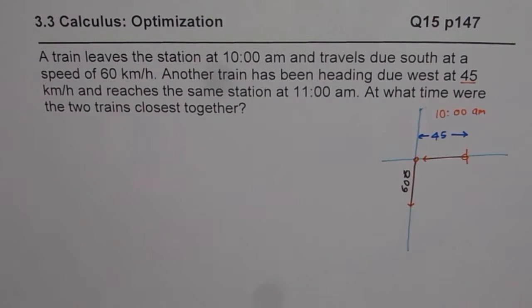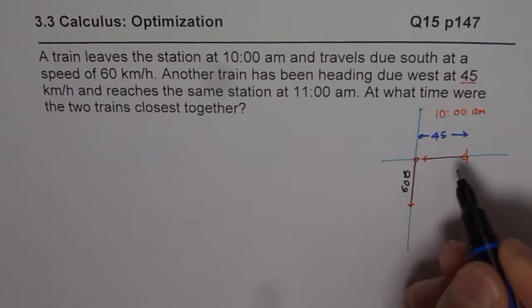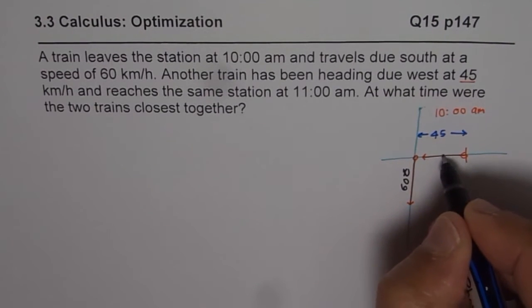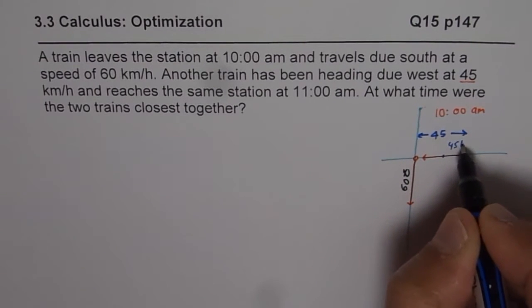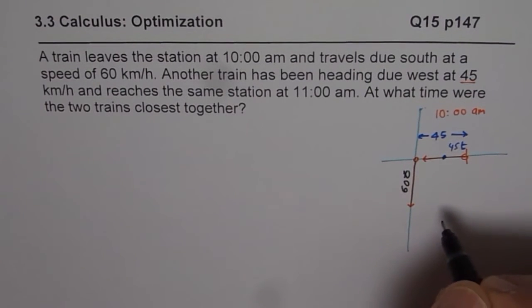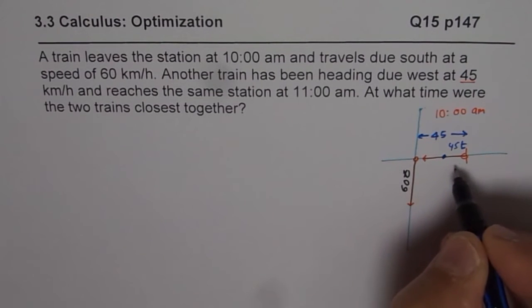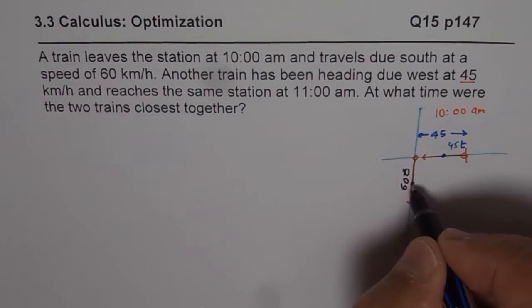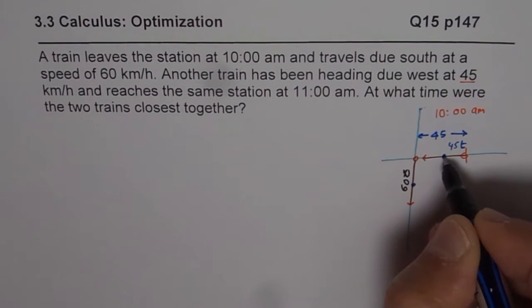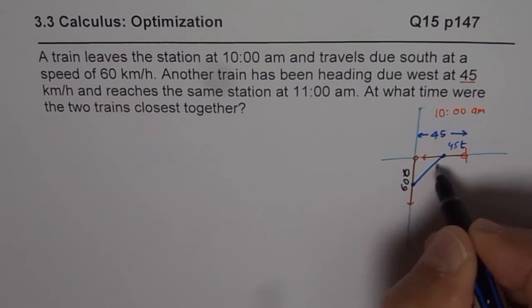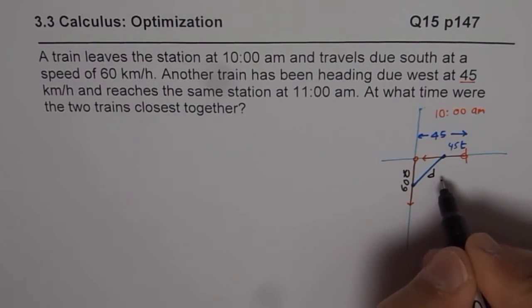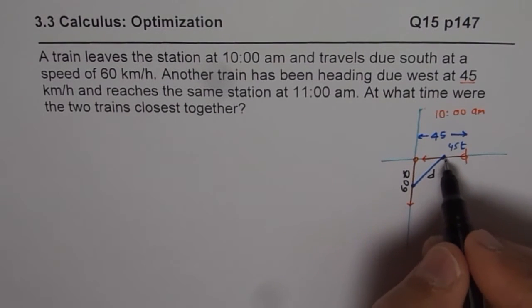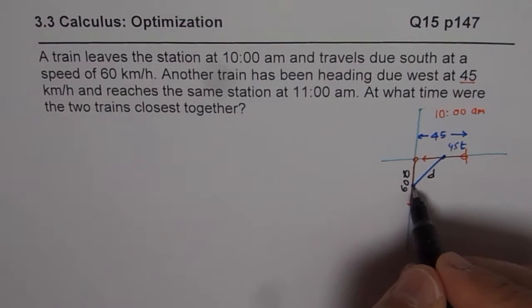At any time t, how much will this train travel? At that speed, it would cover a distance of 45 t. So that is the distance covered at any time t. And for the other train, at any time t, it will be 60 t, right? So the distance between the two is this distance. I hope the diagram is clear. We'll write the distance between the trains as d, and that is what we need to find.